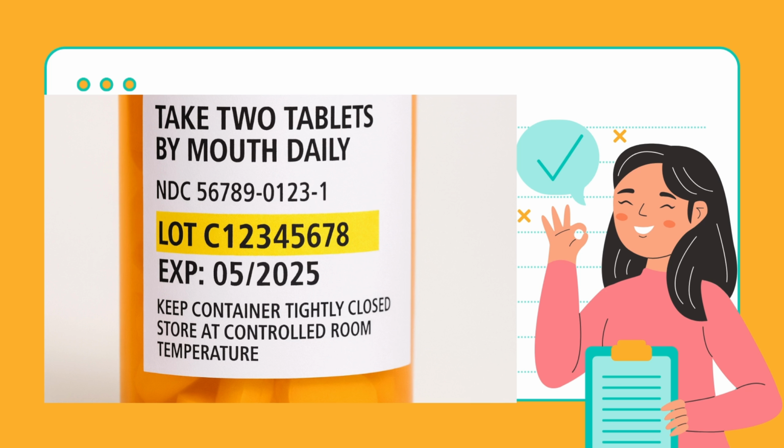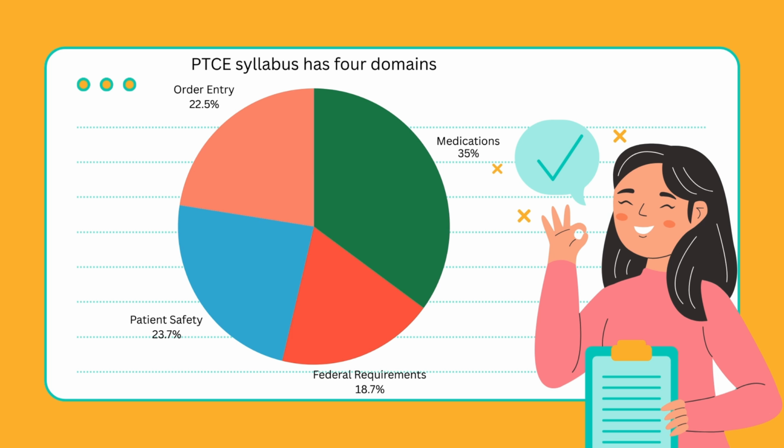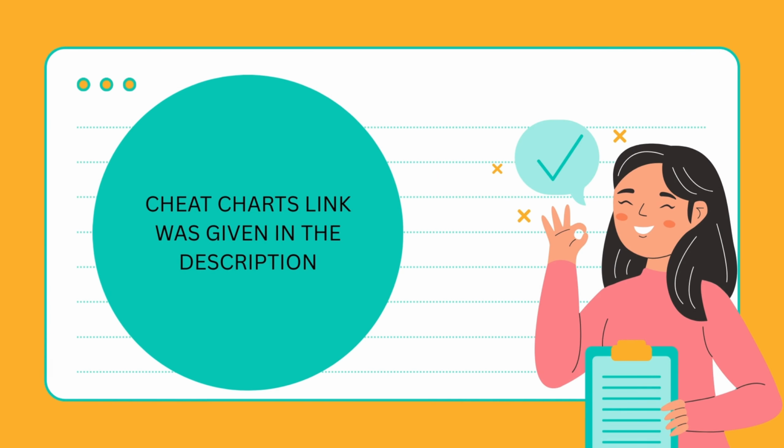So let's recap. The PTCE syllabus has 4 domains. Medications, the largest at 35%. Federal requirements, 18.75%. Patient safety, 23.75%. Order entry, 22.5%. If you master these areas with examples, practice questions, and cheat charts, you'll be ready for the exam.